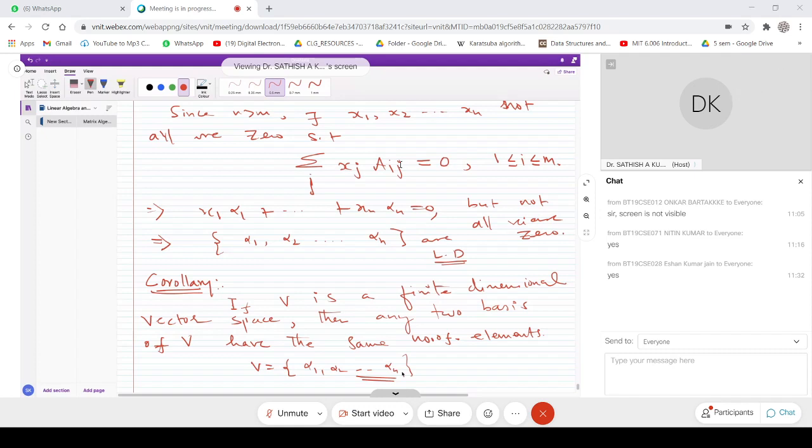So this corollary actually leads us to define the meaning of dimension of a vector space V. We know the dimension of a real line: we have R1, R2, R3, etc. That is different. But whenever we say V has dimension n, that means it has n vectors. If V has dimension 3, first of all it should have a basis, and the number of elements in that basis is called the dimension of the vector space. That is how we are going to define the dimension.